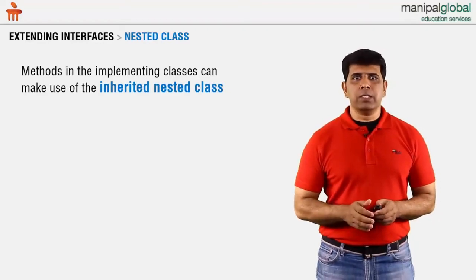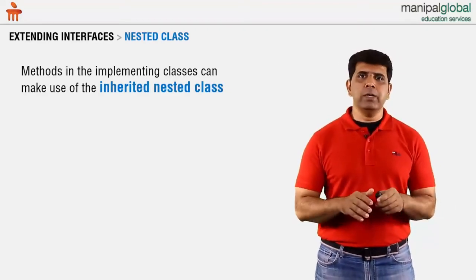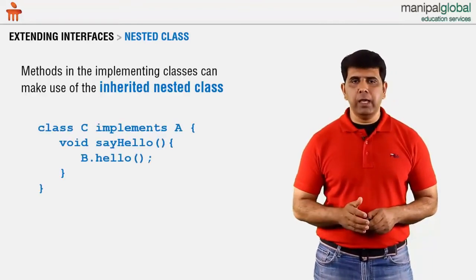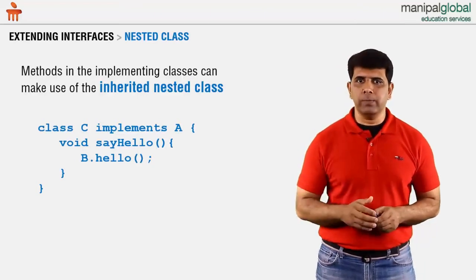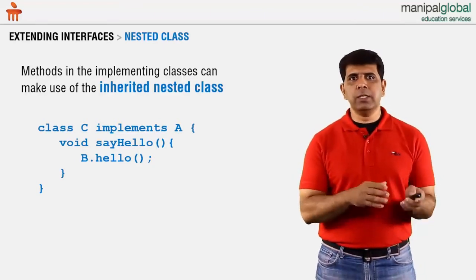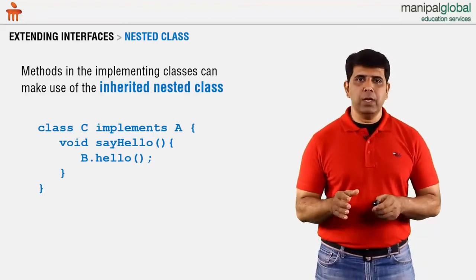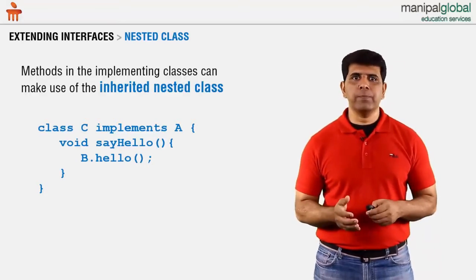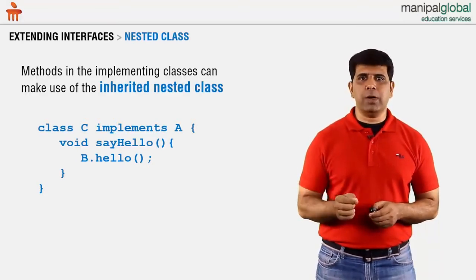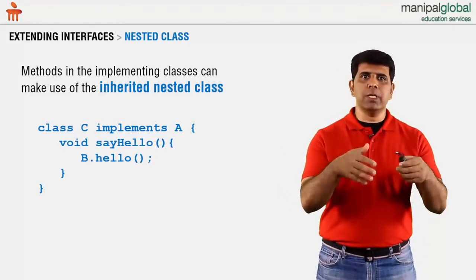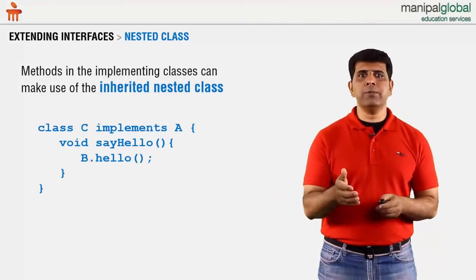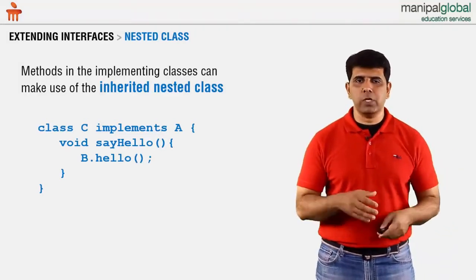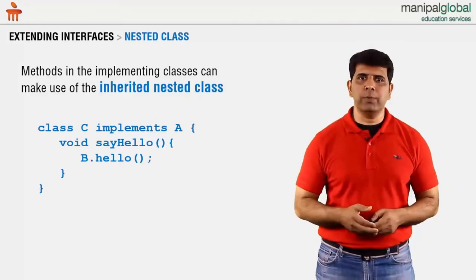Methods in the implementing classes can now make use of these inherited nested classes. As an example, class C implements A and has a function called void sayHello. Note that sayHello internally calls b.hello. This is only possible because C implements the interface A. So all the members of the interface A are members of class C itself. It is as if the class B is a nested class of the class C itself, so it is like its own member. There is no problem in calling that.